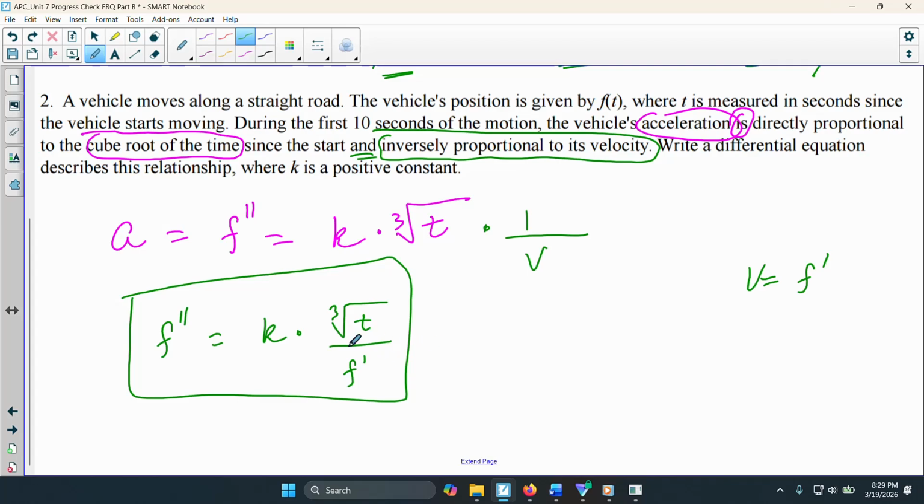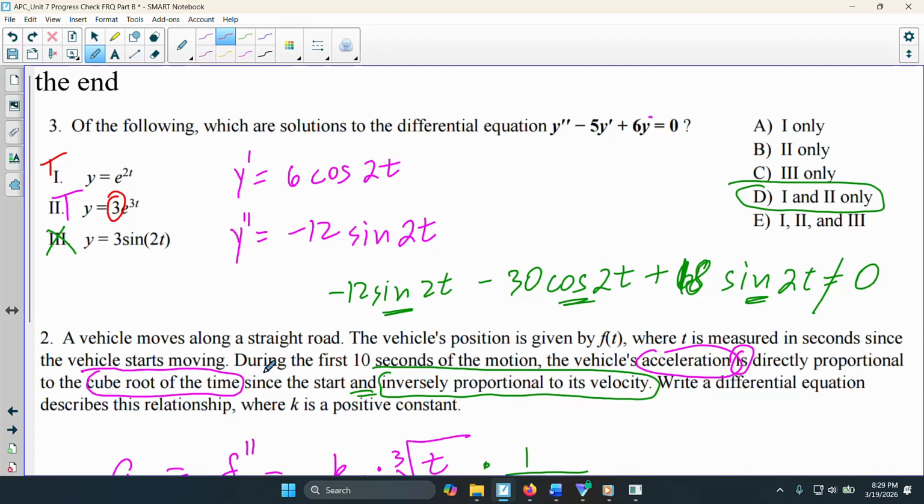I was going to say clean up, but no, this is already that. Yeah, that's the way to read that. Direct proportion is a multiplication. This is directly proportional, and inverse proportional is the divide by. Okay, and I think I'm done. Yeah, I think I'm done.